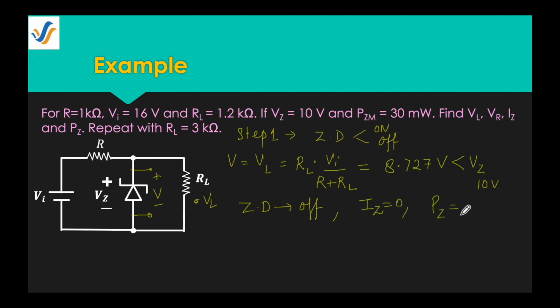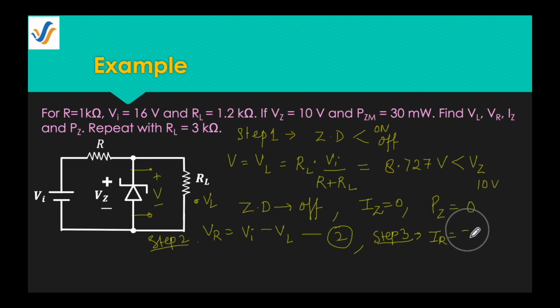Power dissipation will be 0. The VR, the voltage drop across the resistance, is given by VI minus VL. This is our equation 2 and step 2. And then step 3 is, what will be the current? IR is the sum of IZ plus IL, but in this case the Zener diode is not active, so the Zener current is 0 and therefore IR is equal to IL.